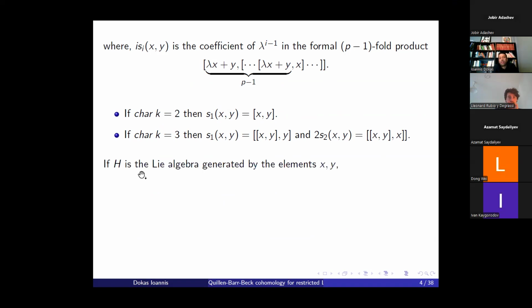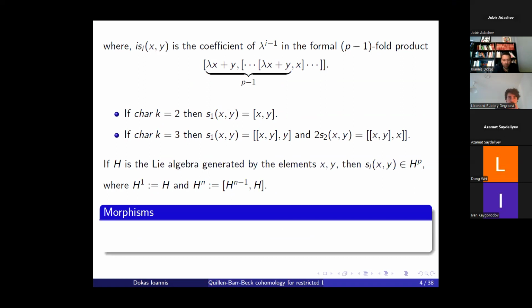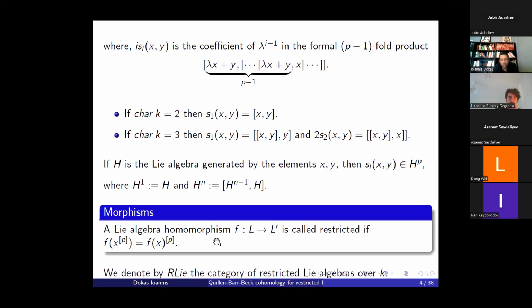If H is the Lie algebra generated by the elements x and y, then the s_i of x and y belongs to H to the power p, where p is the characteristic of the field, and H to the power n denotes, as you see here, the descending central series. Then there is, of course, a notion of morphism. So let me write this. A Lie algebra homomorphism f from L to L prime is called restricted if the map commutes with the p-map, and I will denote by RLie the category of restricted Lie algebras over K.